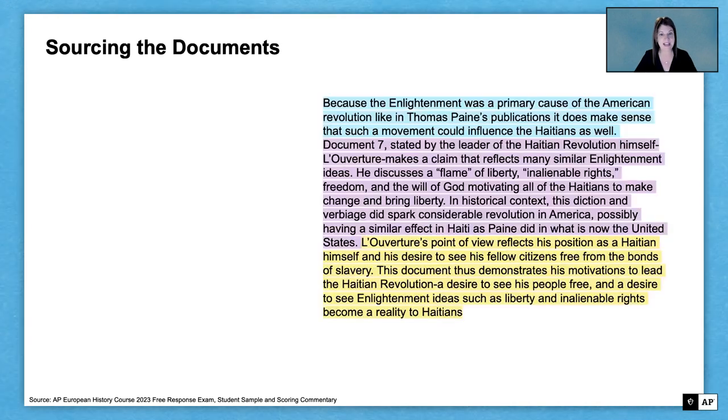Okay, so sourcing, making the document happy. We want to show you the structure on how we really like for you to do this. And we start off again with the same idea of having a topic sentence.